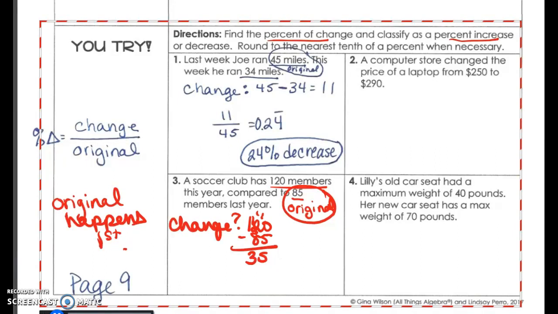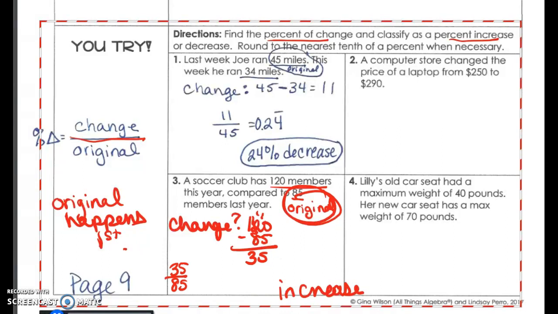If we gained 35 more members, was that an increase or a decrease? I'd say it's an increase, right? I'm getting ahead of myself, but I was thinking about what happened first. So the membership went up, but by what percentage? I'm going to take the change over the original. The change was 35 and the original was 85.